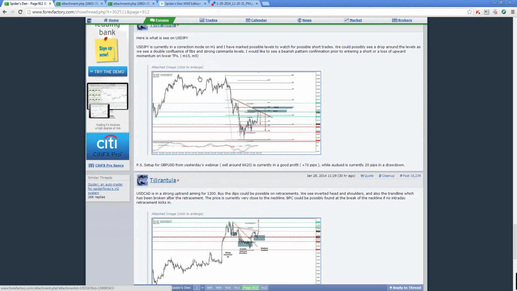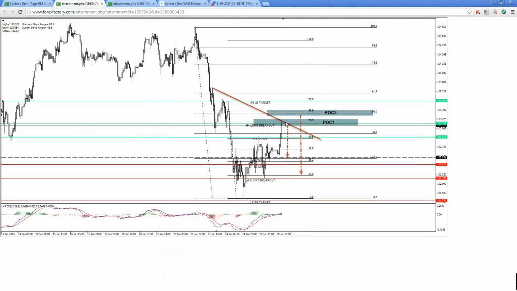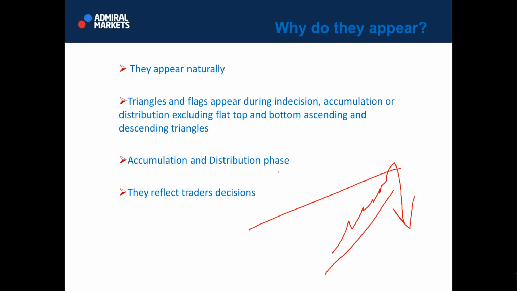Also, you will usually notice chart patterns on my analysis. That is why I extensively use those chart patterns, okay? And they reflect traders' decisions. There was also an example.